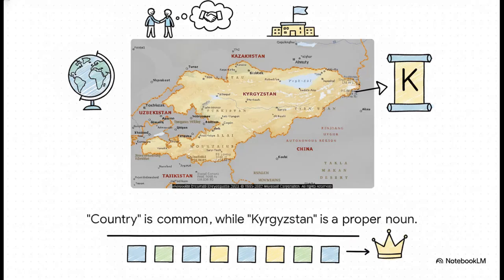And this brilliantly illustrates another major distinction we need to make: common versus proper nouns. See, the word country is a common noun. It just names any general place. But the specific country highlighted here, Kyrgyzstan, is a proper noun. Proper nouns name a very specific person, place, or thing. And in English, you're always going to capitalize that first letter.